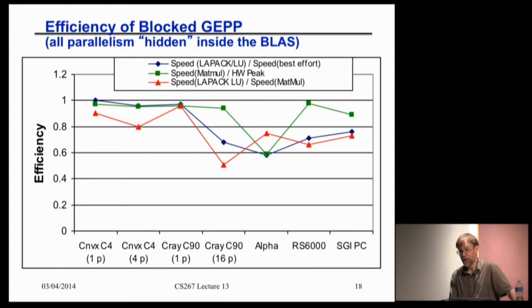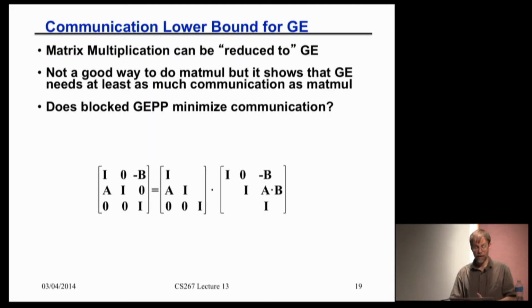So now the question is, can we do better? Obviously, that's why we're all here. And so let me, first of all, in one slide, convince you that if I have a lower bound for how fast matrix multiply can go, it's automatically a lower bound for how fast Gaussian elimination could go.